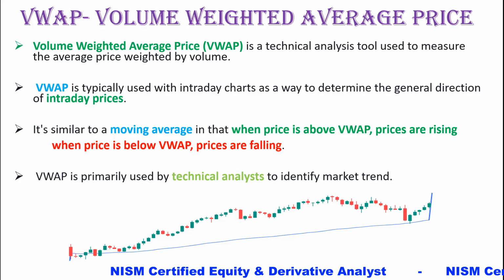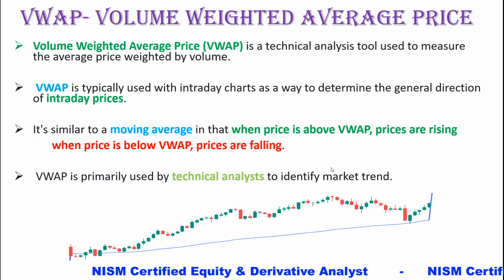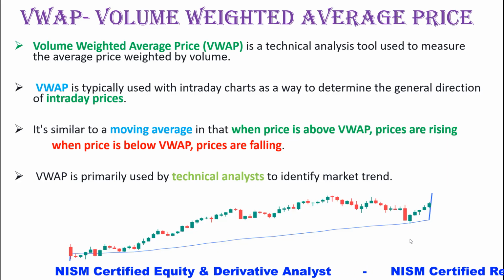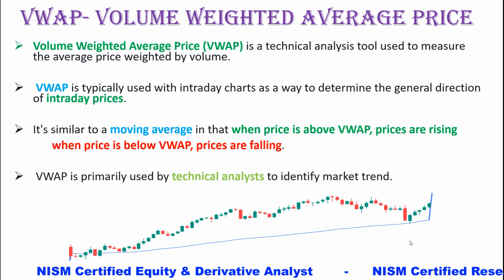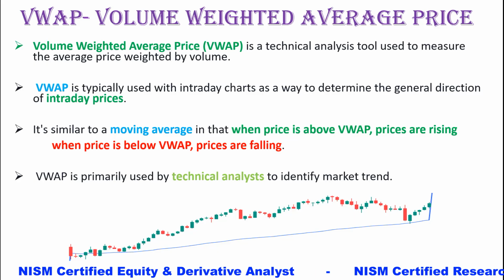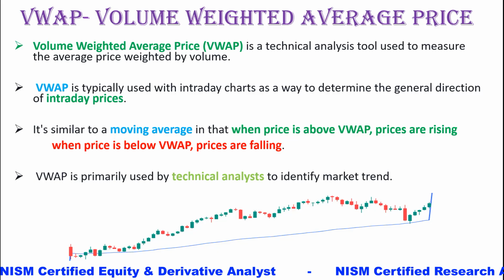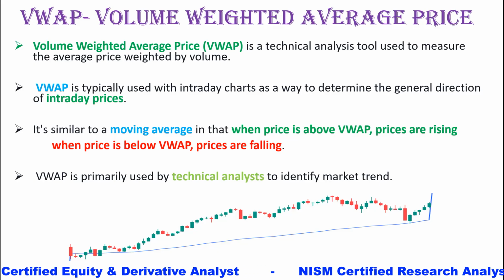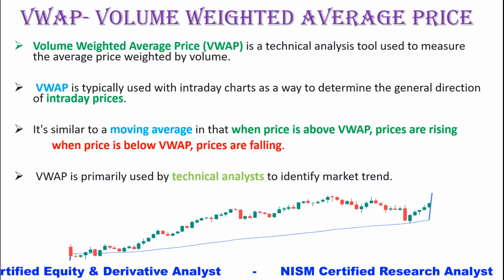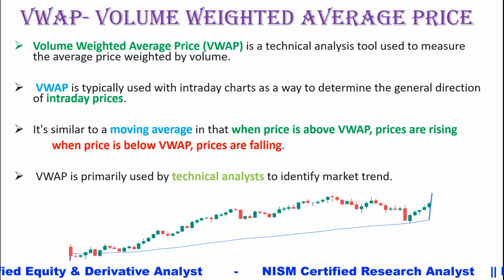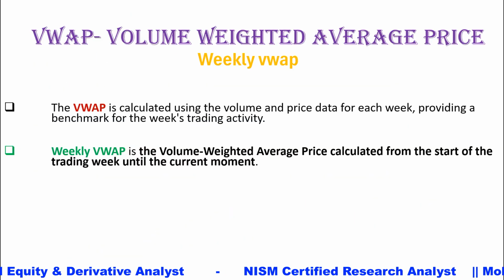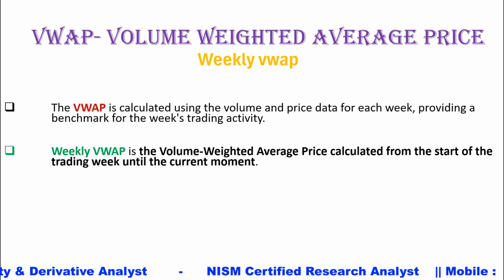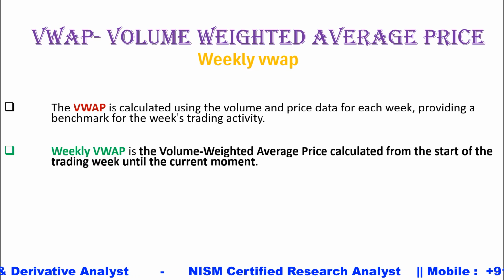When the price is above the VWAP, prices are rising. When the price is below the VWAP, the price is falling. That is, when the price is trading below the VWAP, in that case the price is looking weak, or we can say it is bearish. Okay, and VWAP is primarily used in technical analysis to identify the market trend, to understand whether the market is bullish or bearish. So we have learned what the daily VWAP is, that is volume weighted average price for daily, that is for intraday traders.